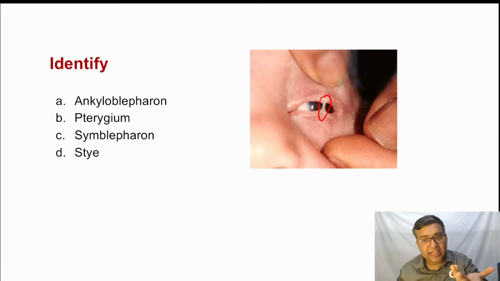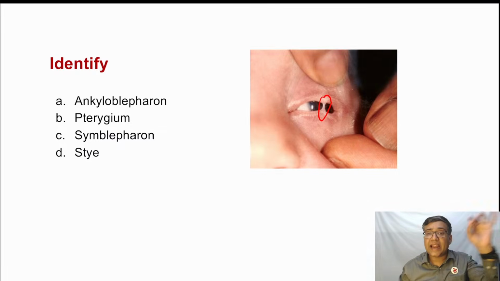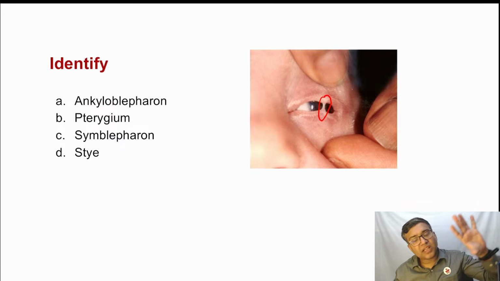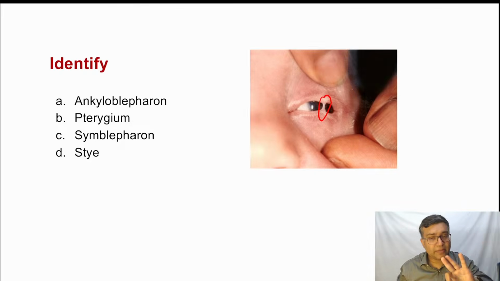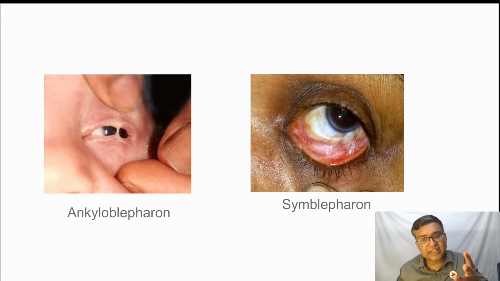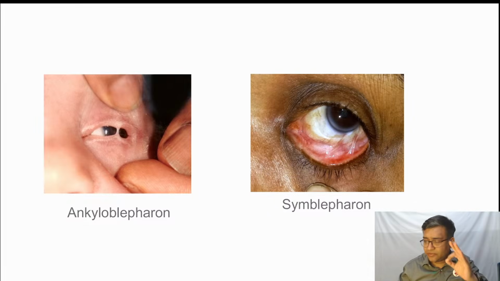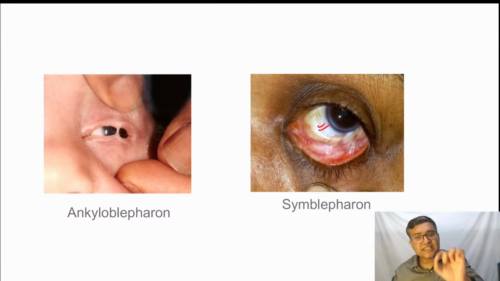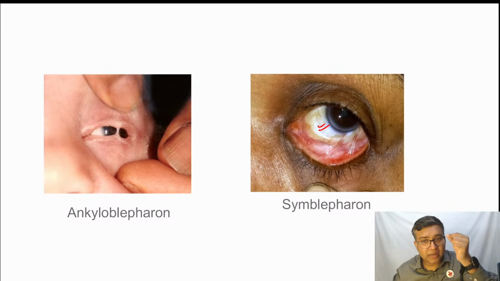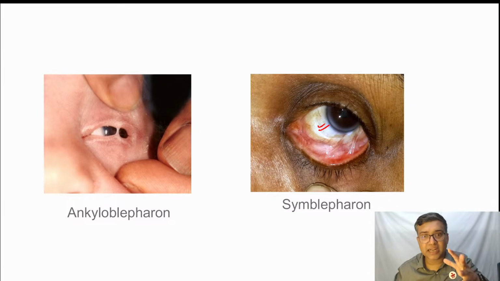Ankyloblepharon can be congenital, and it can be acquired as well. Okay, so it can be both congenital as well as acquired. A similar condition is symblepharon, as you can see here, which can be seen in chemical injuries where there is an adhesion between the conjunctiva. You can see there is a palpebral and bulbar conjunctiva with a fibrous adhesion there. It can extend up to the eyelid margin. So this is symblepharon. These are the two different types of blepharons that have been asked previously in your exam.